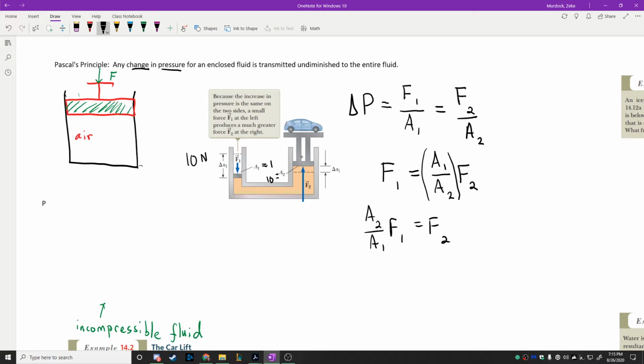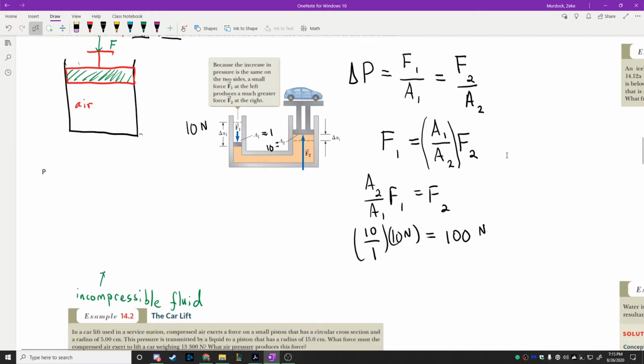And if we plug in the numbers we have here, if the force that we place on the left-hand side is 10 newtons, and area 2 is a factor of 10 larger than area 1, then we get an amplification of force for the other side of a factor of 10. So for a force of 10 newtons on the left, you get 100 newtons on the right. And then by making this ratio even more extreme, you can lift even bigger objects. And that's the principle behind how a hydraulic lift works.